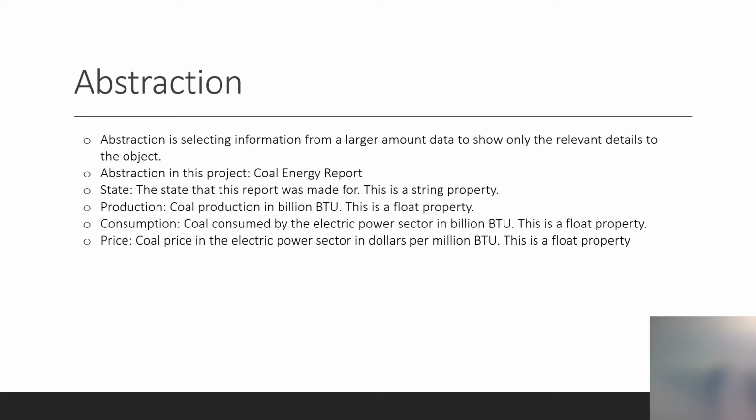In this project, I abstract all relevant information to a list of coal energy reports. All of them have result defining and analysis at the end. State, it's a string property that shows the state that the report was made for. Production, a float property that shows coal production in billions BTU. Consumption, a float property that shows coal consumed by the electrical power sector in billions. Price, a float property that shows coal price in the electrical power sector in dollars per million.